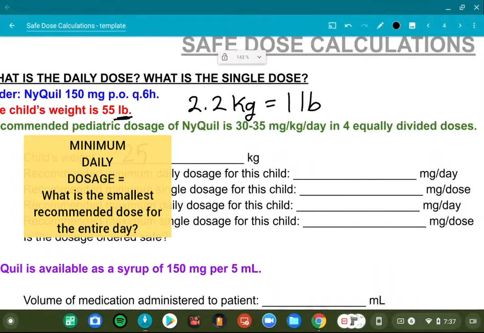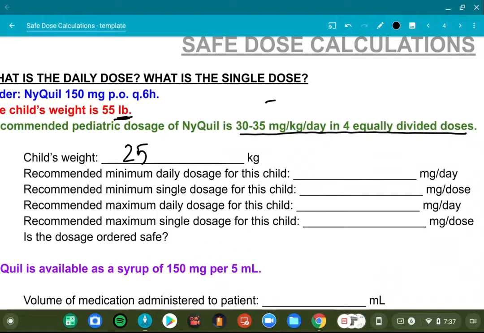Minimum daily dosage for this child. Once again, we're going to look at this range of recommended dosage. This is given in 4 equally divided doses. So if I were to read this in English, it would say, give a dose of NyQuil of 30 to 35 milligrams per kilogram of body weight per day, and then split that dose that we're talking about right here into 4, and give it in 4 equally divided doses.